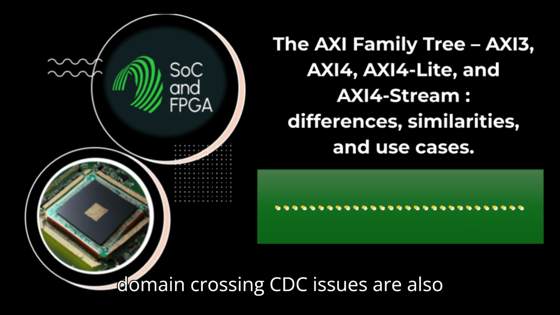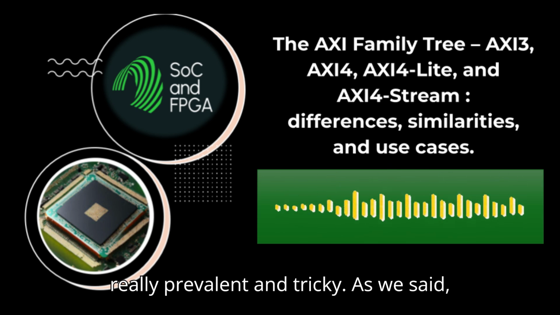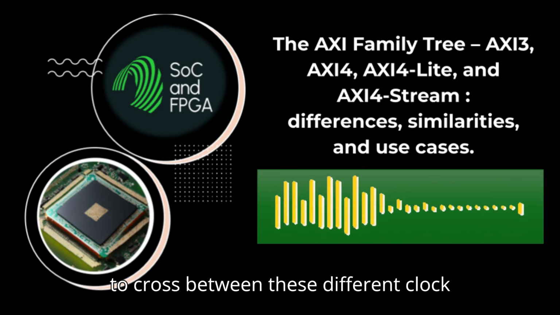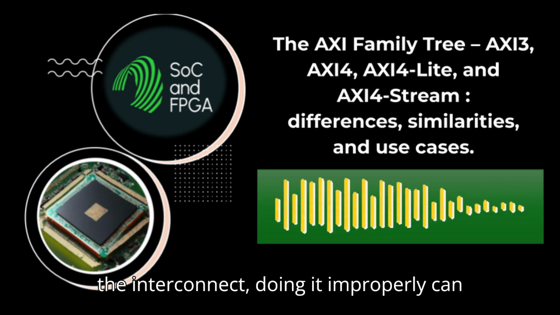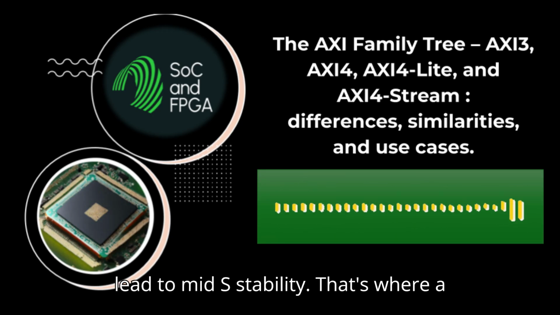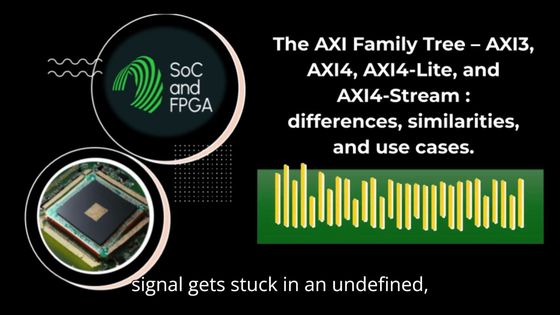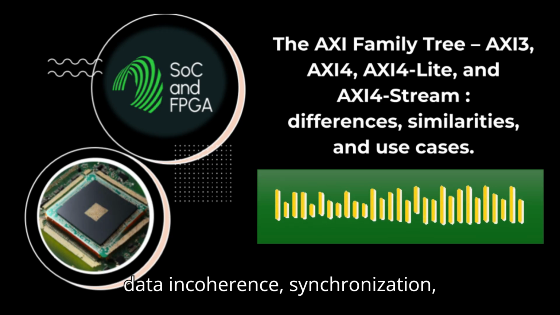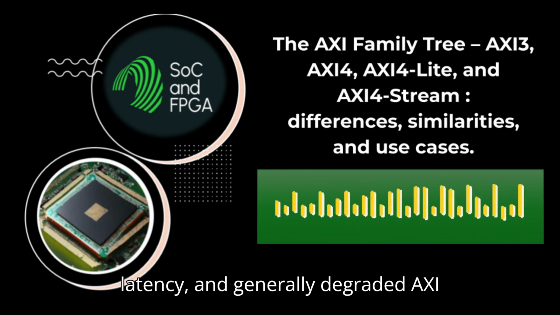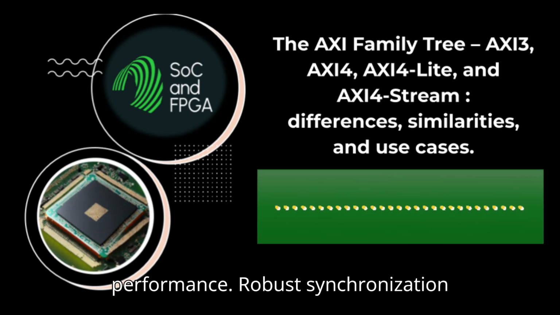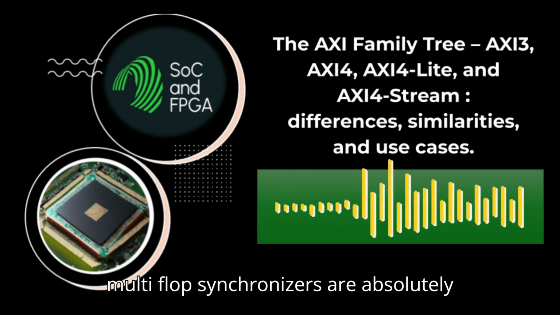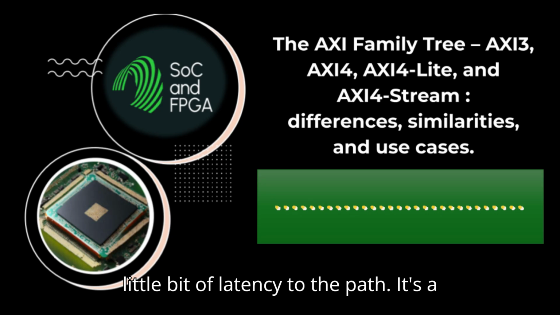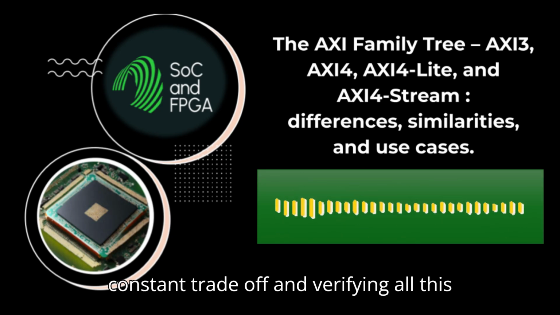Clock domain crossing, CDC, issues are also really prevalent and tricky. As we said, different modules often operate using independent clocks. When AXI signals have to cross between these different clock domains, which happens all the time in the interconnect, doing it improperly can lead to metastability. That's where a signal gets stuck in an undefined, unstable state for a short time. Not good. Definitely not good. It can cause data incoherence, synchronization latency, and generally degraded AXI performance. Robust synchronization techniques using special circuits like multi-flop synchronizers are absolutely essential, but they do inherently add a little bit of latency to the path. It's a constant trade-off. And verifying all this must be tough.